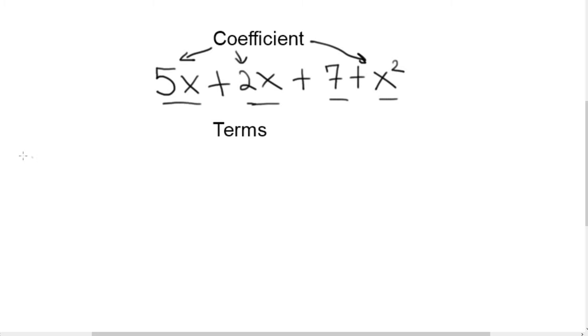So my coefficient here, I'm just going to put C for coefficient. My coefficient of 5x is 5. My coefficient of 2x is 2. But what about x squared? There's no number there. But remember, in algebra, when we have a simple term with no number in front of it, the coefficient is always 1.